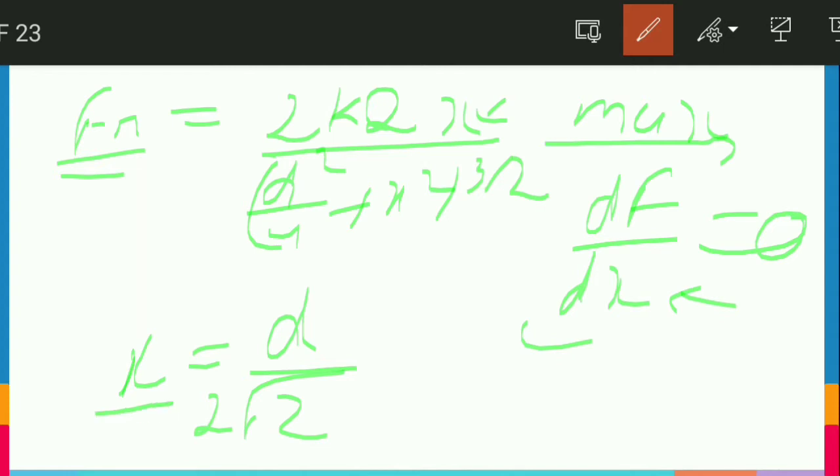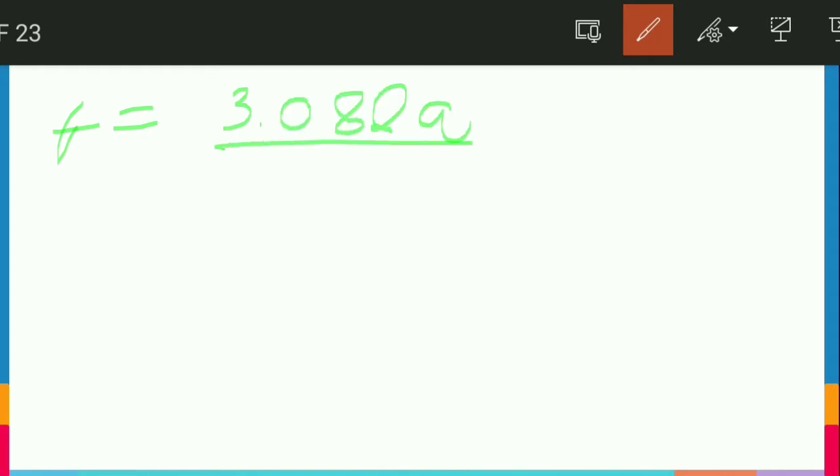So this is our x, the position where the force will be maximum. For the maximum force, we just put the value of x from here. After putting the value, we will get F equals 3.08 Qq upon 4 pi epsilon naught into d square. This will be our maximum force.